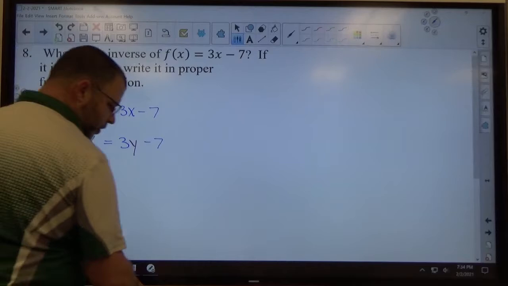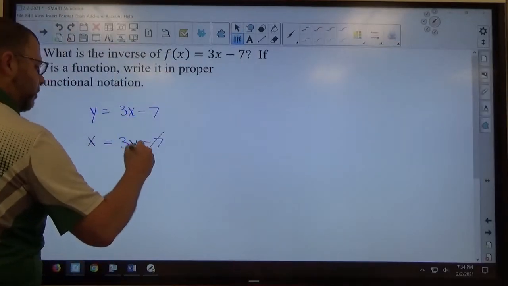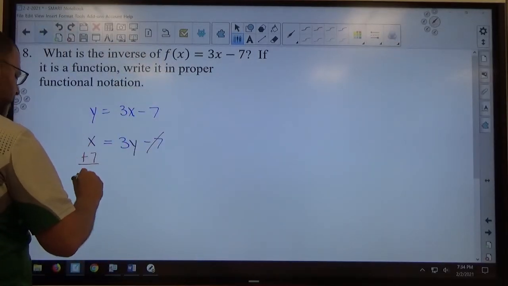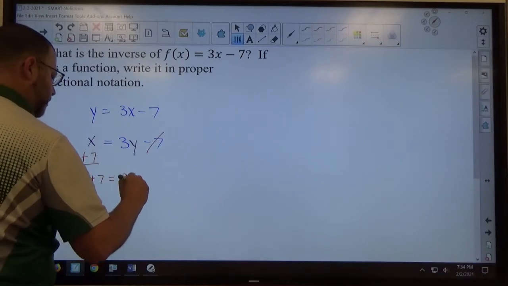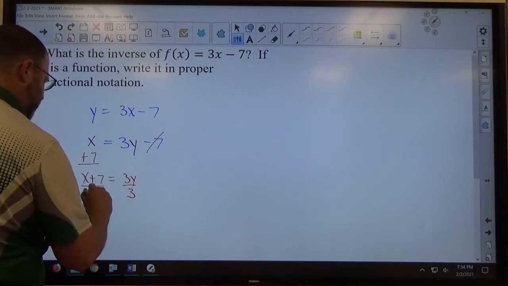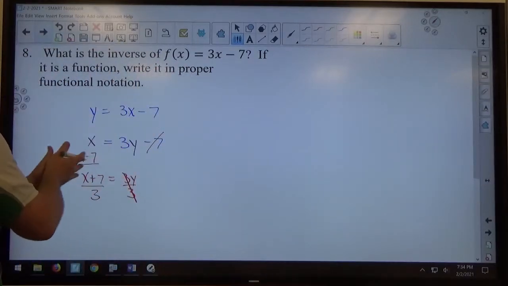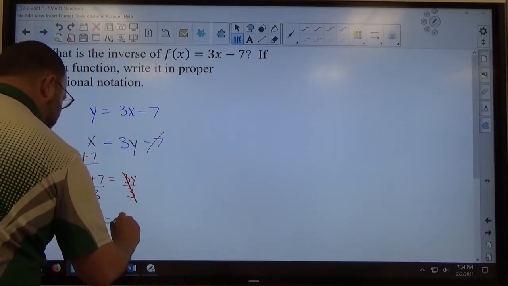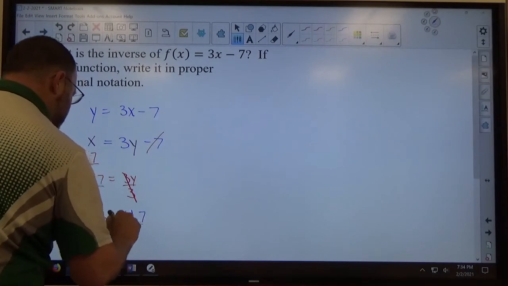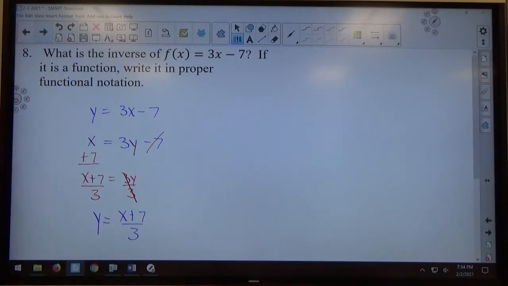So I'm going to take this negative 7, make it over here, make a positive 7. So x plus 7 equals 3y. Divide both sides by 3. And I like y on the left-hand side, so y equals that stuff. I can write it as y equals x plus 7 over 3. So that's the inverse relation as is.